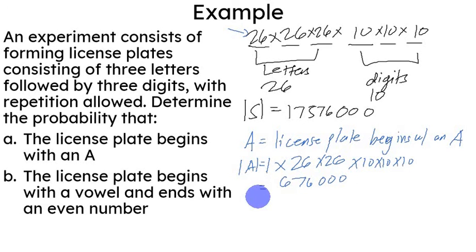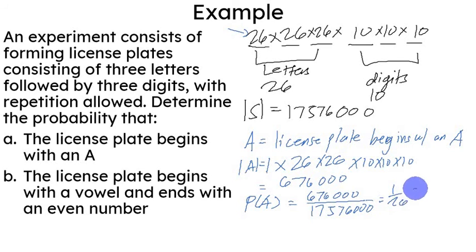And this will be equal to 676,000. So the probability of having a license plate begin with A is 676,000 over 17,576,000. In simplest form, this is actually 1 over 26. In decimal form, in 4 decimal places, it is 0.0385. In percent, it's 3.85%. So there's a 3.85% chance that the license plate that you will get begins with an A.